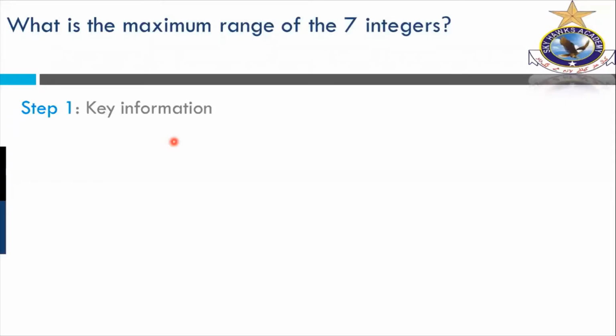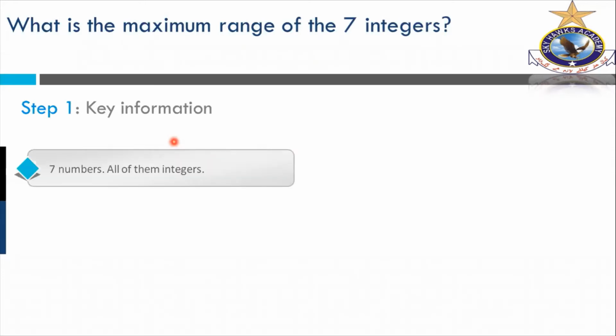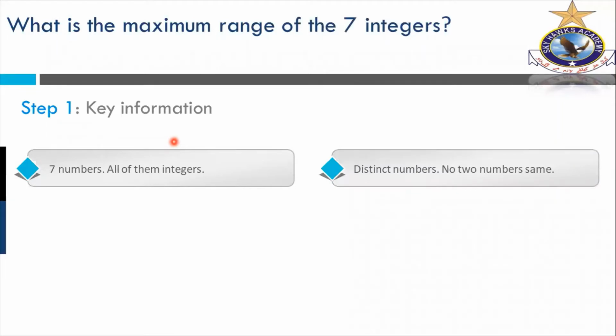So the first step is key information. We are looking for the key information. I am going slightly faster because it's a very lengthy one, but it is very simple. Once again, I am saying it's very simple. Key information is seven numbers, all of them integers. We know what integers are. Seven integers, distinct numbers, no two numbers the same. This is the most important thing: these are seven in total and they are distinct.